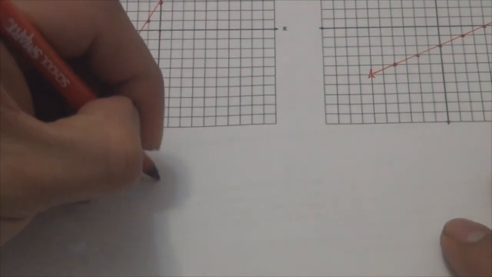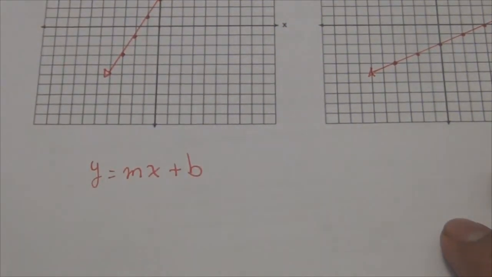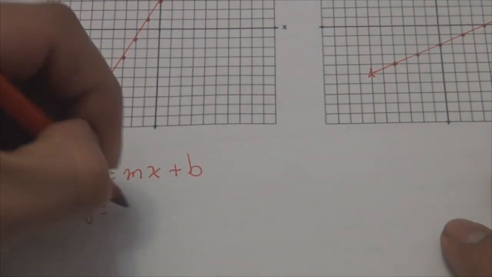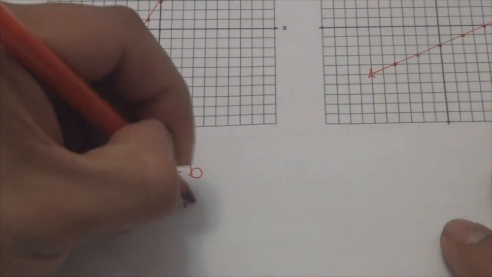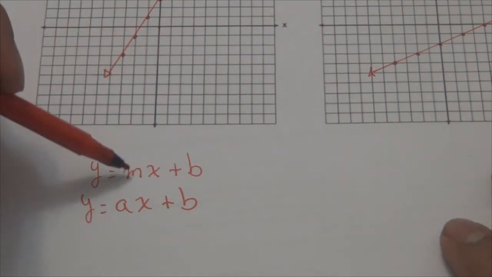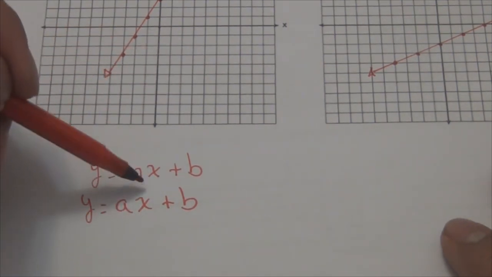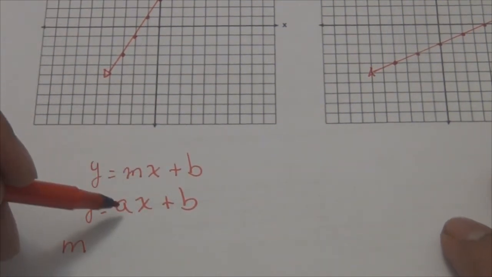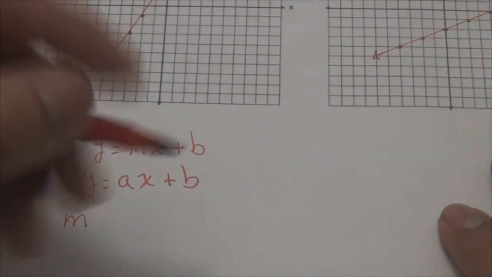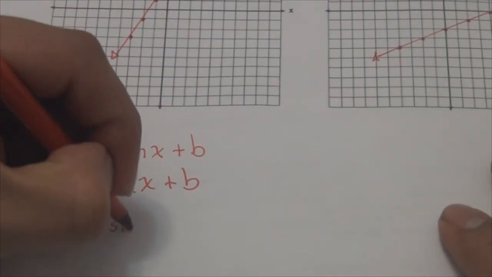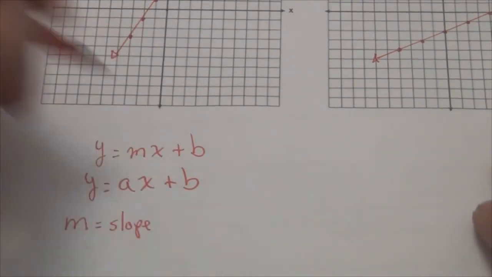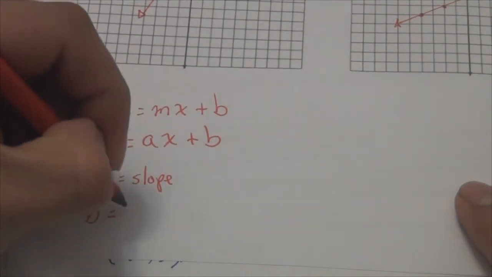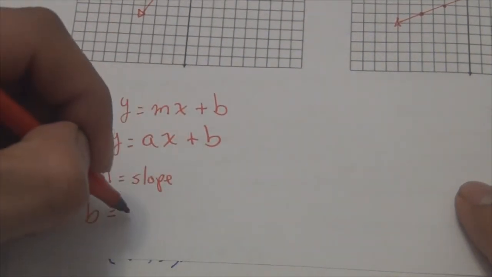y equals mx plus b, or y equals ax plus b. Now look, however you call this letter that is multiplying the x, it doesn't matter. So let's go with the letter m, but it could also use the letter a. The letter m represents the slope of your line. Okay? The letter b represents your y-intercept.